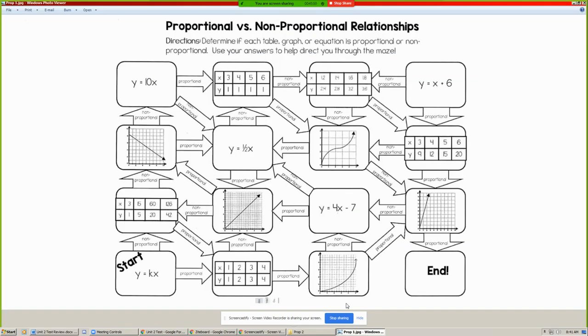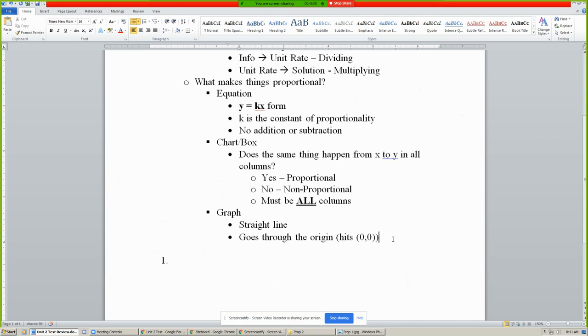So we can look at these ones that we have here. Straight line? No, not proportional. Straight line? Yes. Through the origin? Yes, proportional. Straight line? Yes. Through the origin? Yes, proportional. Through the origin? No, not proportional. Through the origin? Yes. Straight line? No, not proportional. Okay, and I'm going to put that it must be both. It can't hit just one of those two categories. It's got to be both.